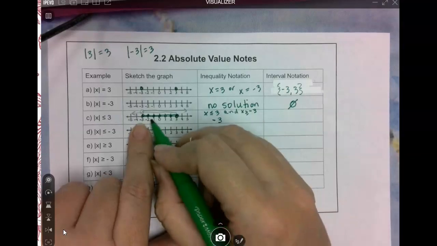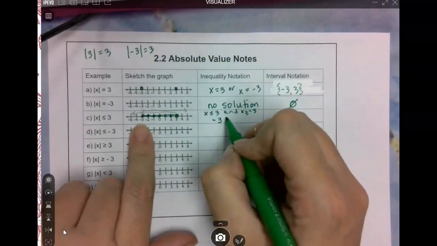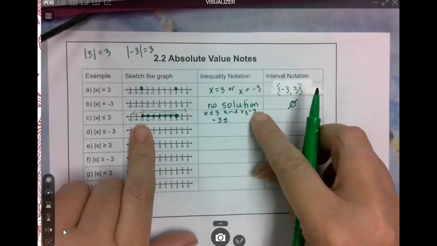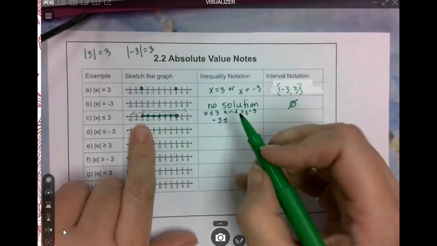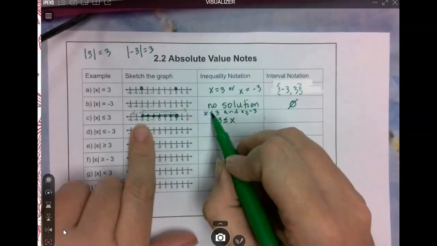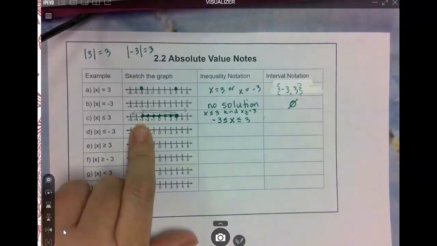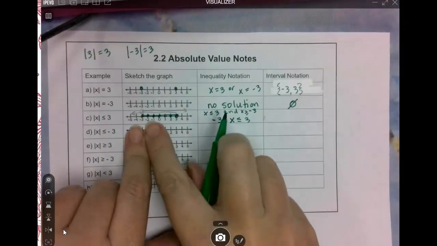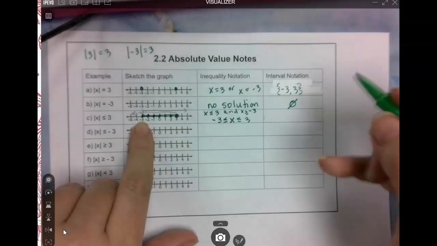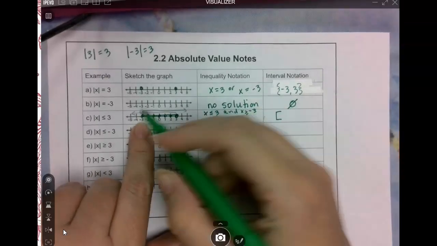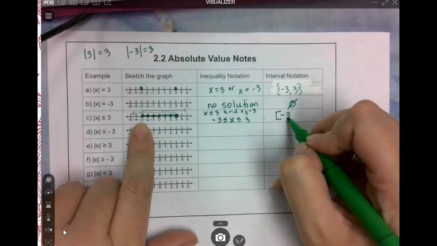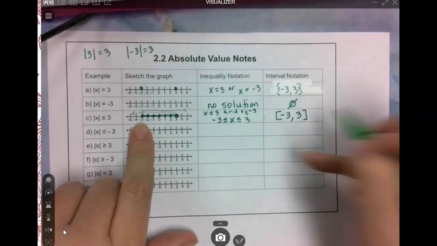-3, started that in, then I put my less than or equal. Notice it was pointing at the -3, put the x in the middle, and then I'm going to put this part is less than or equal to 3. And then when I do my interval notation, I'm going to start at this -3 here, and just like we talked about before, I want to include it because it's colored in, -3 to 3.